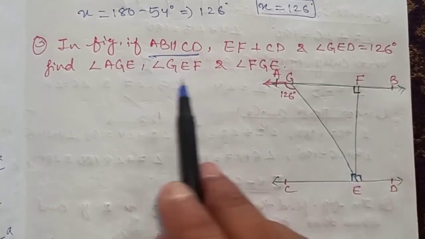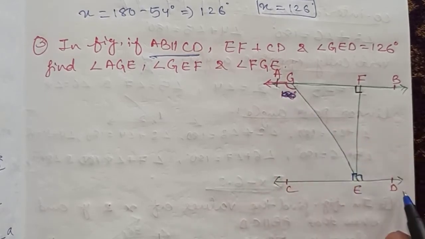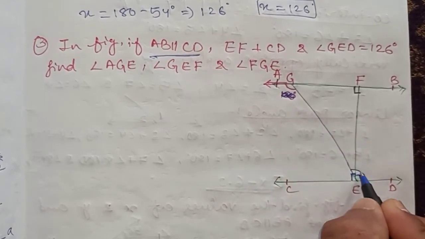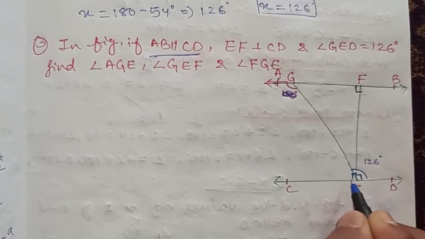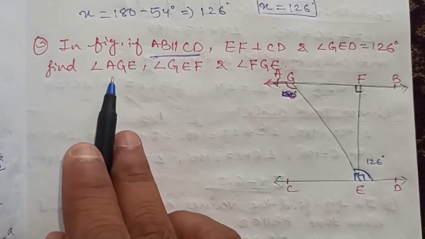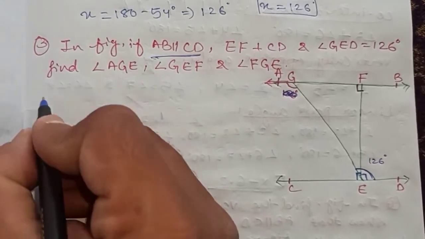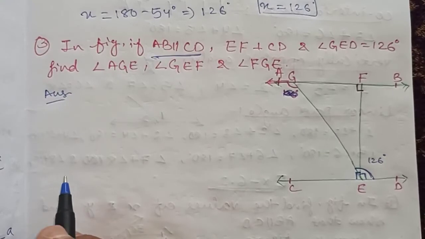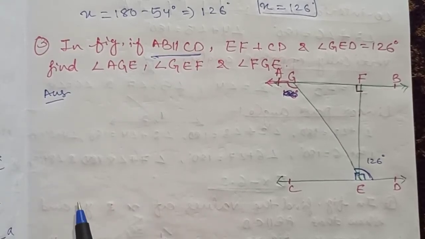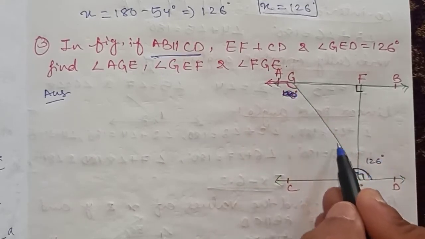Now angle GED is 126 degree. This total angle GED is 126 degree. We have to find out angle AGE, angle GEF and angle FGE. So what all the conditions can we able to see? Where is AGE? This is AGE.